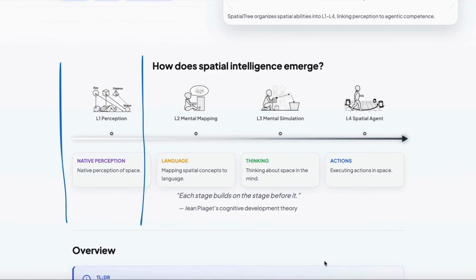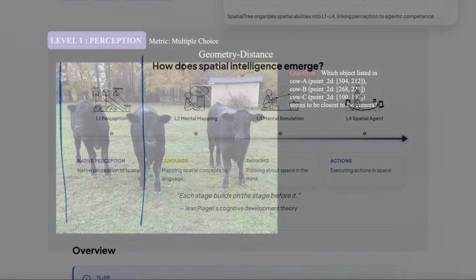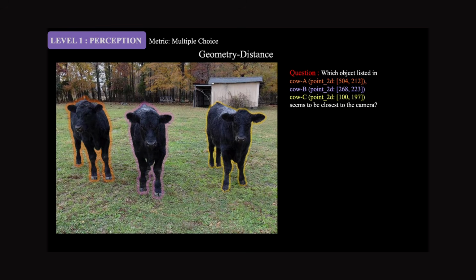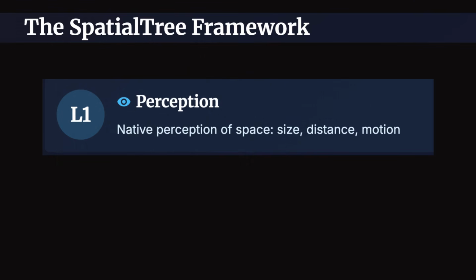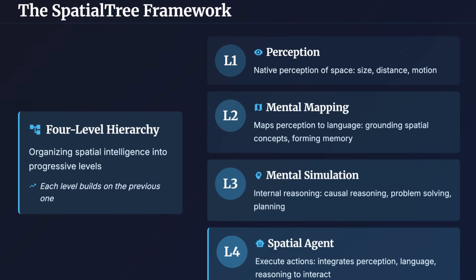Level 1, perception. This is the foundation, the eyes of the system. It's about native spatial perception without leaning on language or symbolic reasoning. We're talking raw geometry and physical attributes, size, distance, motion. At this level, the model doesn't explain space. Basic spatial relationships are recognized instantly, intuitively, and directly.